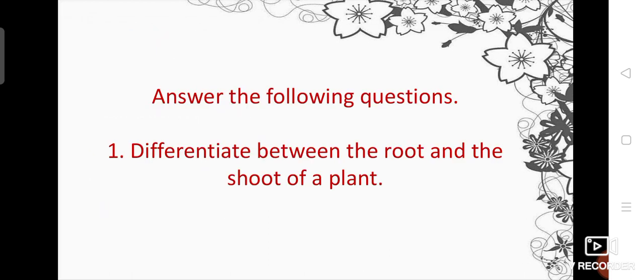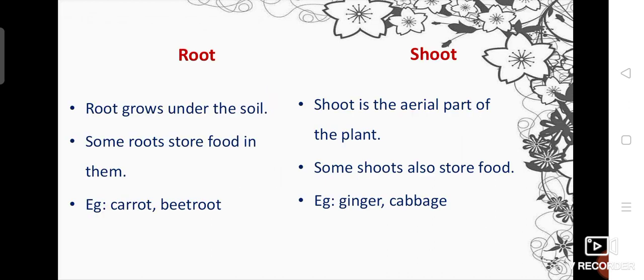Answer the following questions. First one, differentiate between the root and shoot of a plant. Differentiate means we have to make a tabular column. So first one root, second one shoot. Root grows under the soil. We know that, isn't it? Most of the roots are growing under the soil. Shoot is the aerial part of the plant, which means it is in contact with the air. But roots are underground, that is, they are present under the soil. So it is not an aerial part.